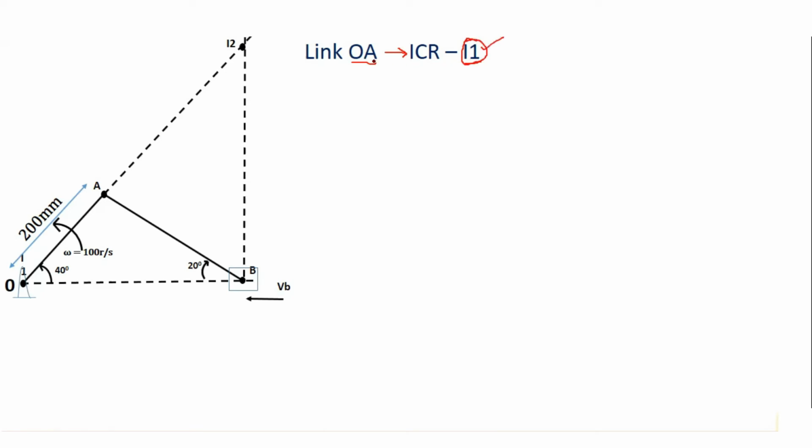After writing this, what is the next step? There are 2 points, point O and point A, so I will write down point O and point A. After writing the points, we have to write the formulas. So the formula will be V is equal to 0.